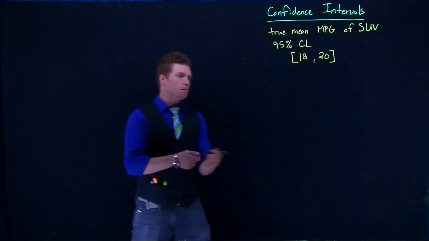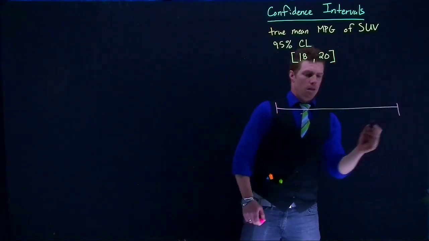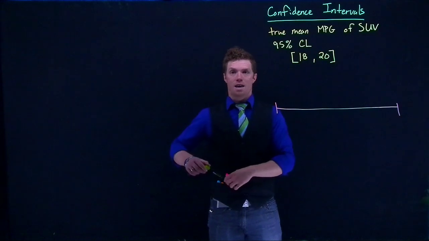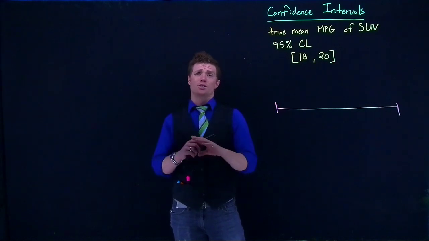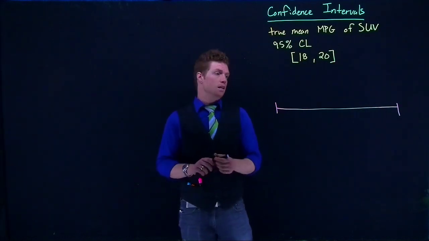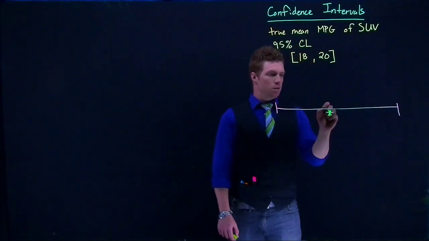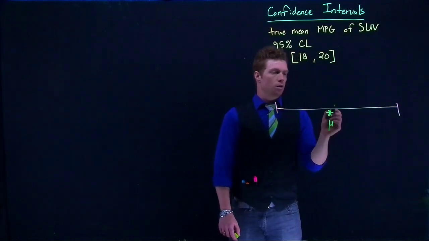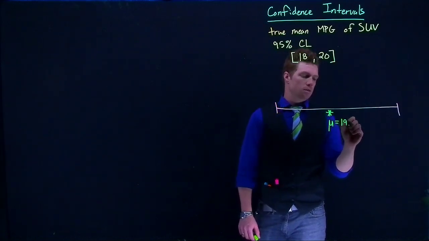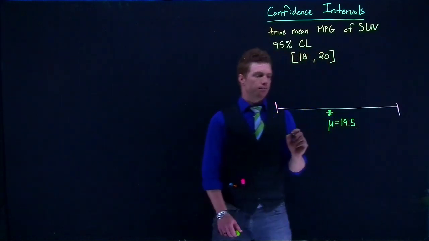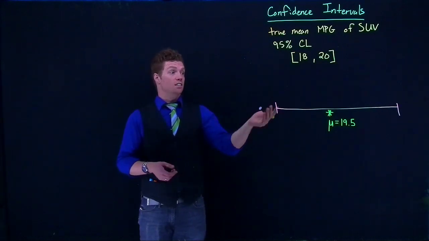Okay, let's draw a number line. So suppose this is our number line, and let's suppose that I am some omnipotent being, and I actually know that I went and measured every single SUV that has ever been made, and I know that the true mean, or mu, is right here. And I know that mu is actually equal to 19.5.